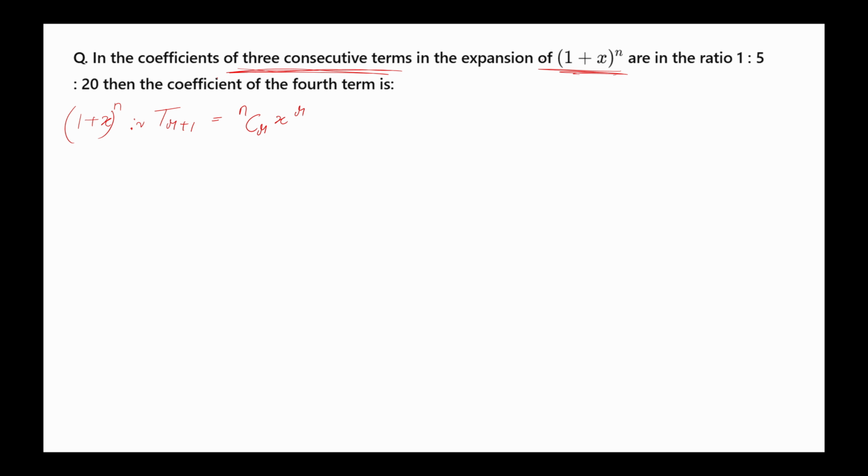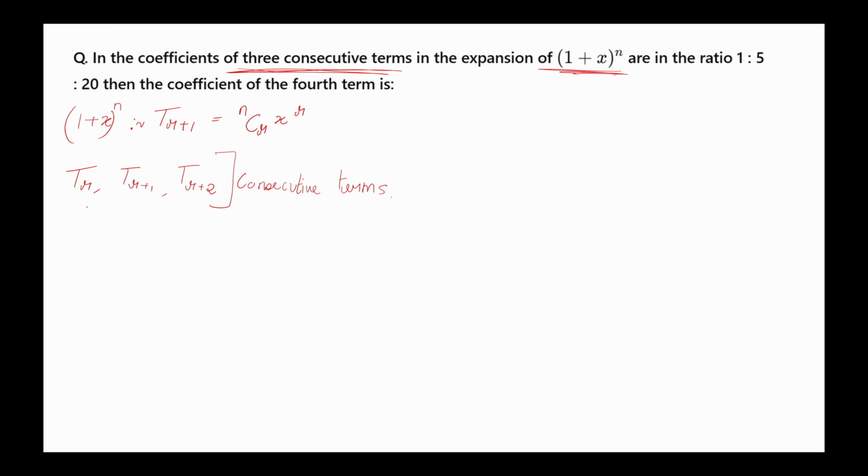Simply this is how my general term would be written. And now they've told us that the coefficients are of three consecutive terms. That means let me take tr, tr plus 1 and tr plus 2. I can take these three to be my consecutive terms. I hope you are understanding how I'm choosing my consecutive terms.